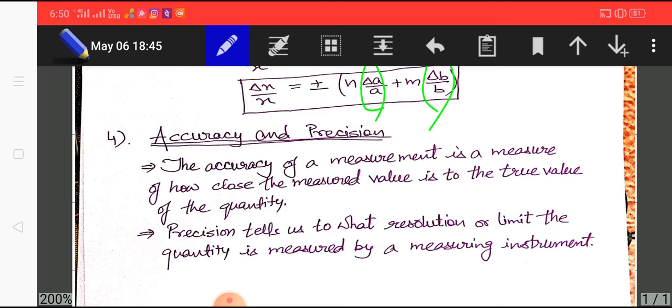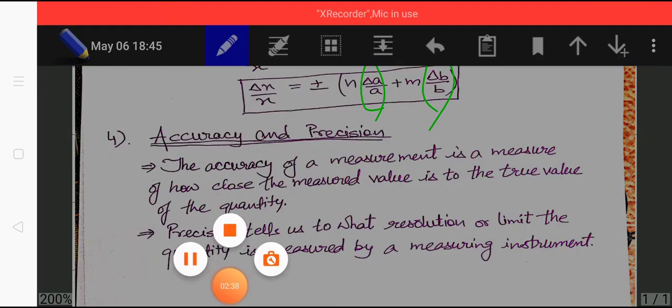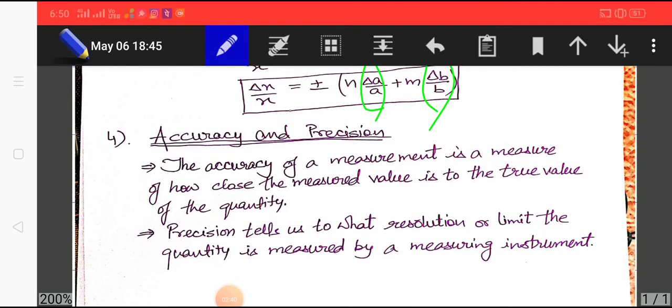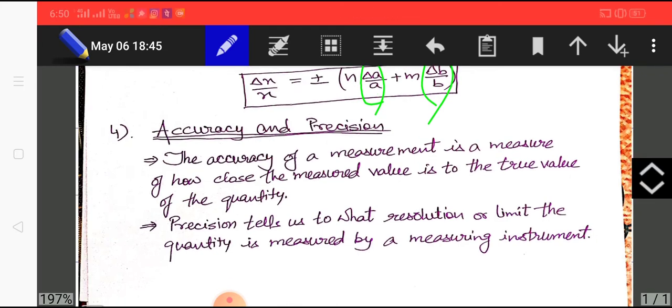Next point is accuracy and precision. Accuracy and precision are quite similar to each other. The accuracy of a measurement is a measure of how close the measured value is to the true value of the quantity, while precision tells us to what resolution or limit the quantity is measured by a measuring instrument.